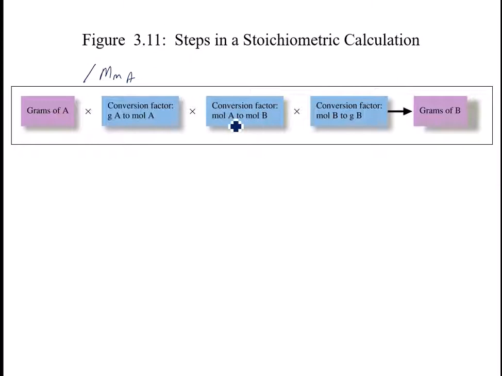Then a conversion factor of mole A to mole B, so I'm going to put moles of B over moles of A, and a conversion factor from moles to grams, which again is the molar mass. But this time I'm going to multiply by the molar mass of B. So that's the process, 3 steps to go from these two things. So this is given, and this is the answer.